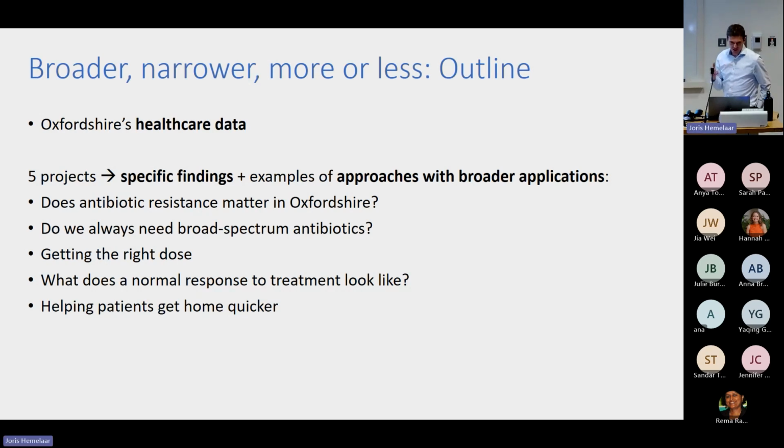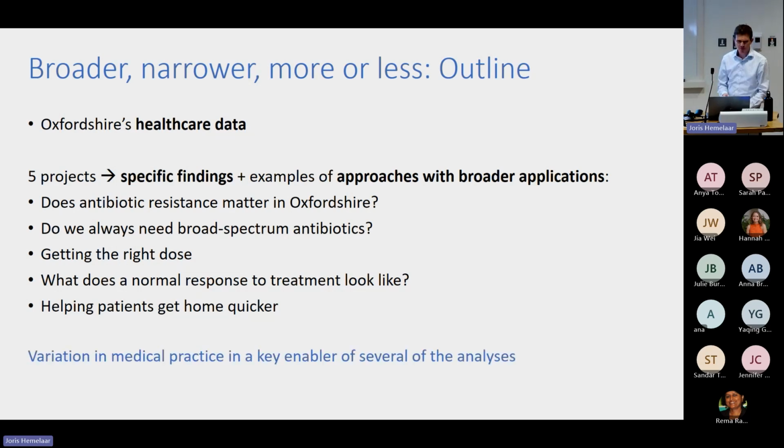We can also use this data to think about giving people the right amount of antibiotics, thinking about dosing them more appropriately. And then also to ask the question, well, what does a normal response to infection look like? So how do we know that treatment's working? And then the final piece, which is slightly different to the other 4, is to think a little bit about how we can help patients get home quicker by understanding those who are likely to go home soon.